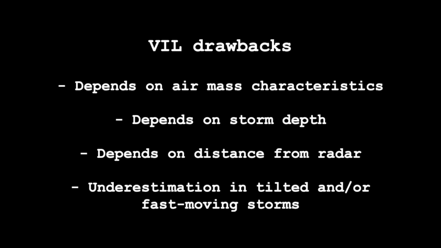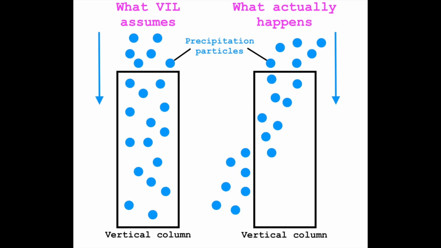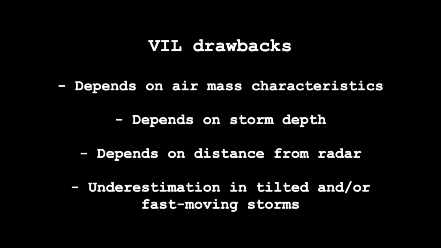Finally, VIL can be significantly underestimated in storms whose updrafts are tilted, which happens in environments with strong vertical wind shear. VIL assumes that all the precipitation in a vertical column will fall downwards solely within that column. In environments with strong vertical wind shear, this is not the case. A storm's precipitation core would be tilted rather than mostly vertical, and therefore cannot adequately be sampled. Storms that move quickly enough to displace the upper portion of the storm significantly before a full volume scan can be completed may be associated with underestimated VIL as well.